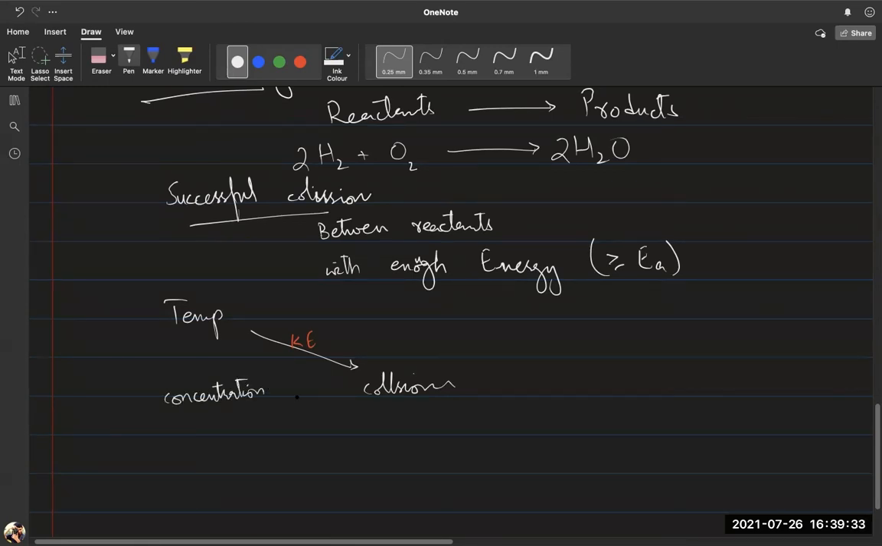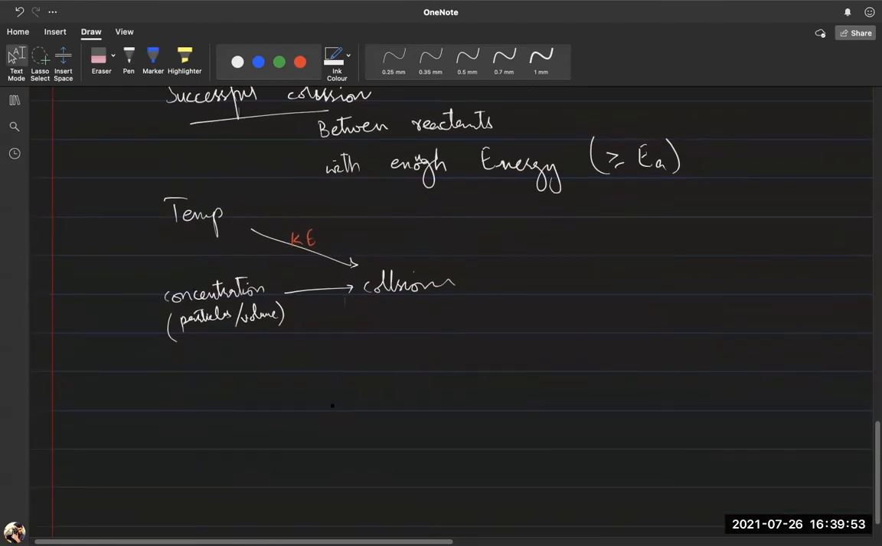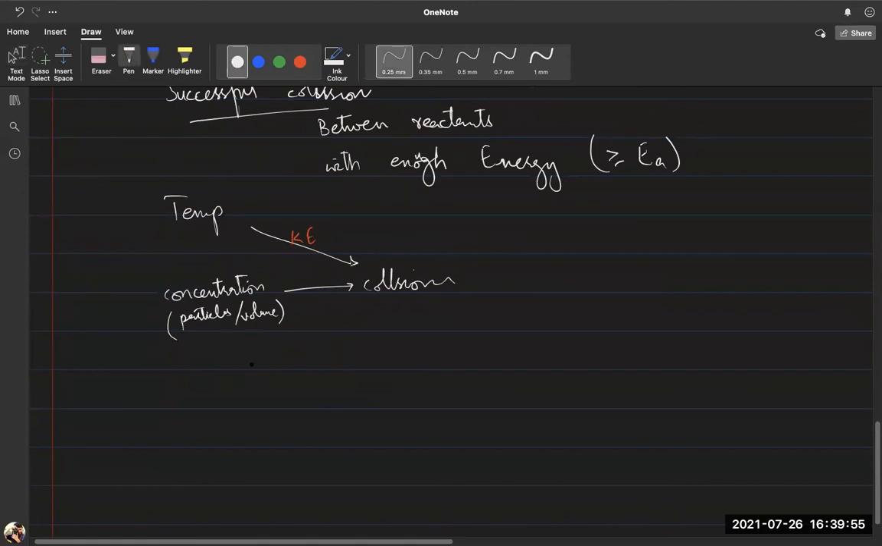Concentration is how many particles you have in how much volume. So this is particles per volume. If I have more particles, they will collide more. Simple. If you have more particles, they will be colliding more and they will have a higher chance of colliding, a higher rate. Simple. Then we have catalyst.